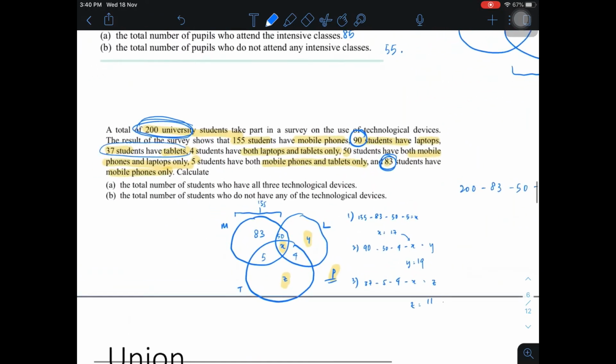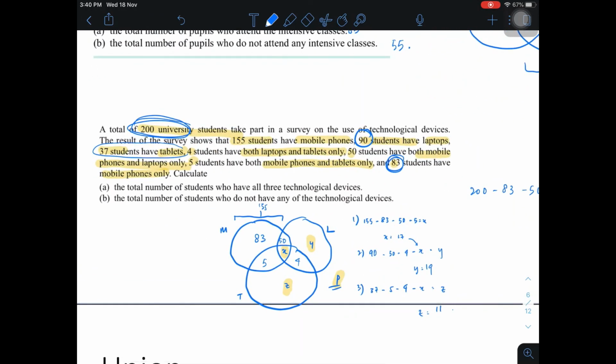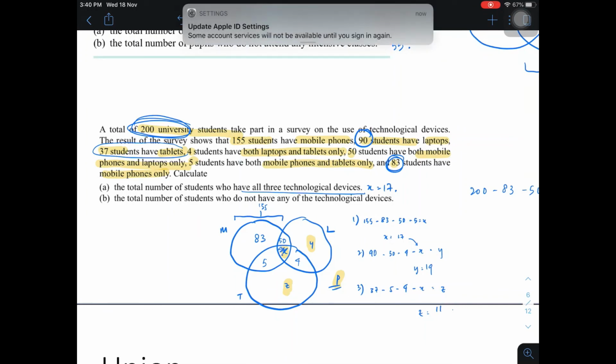So what's the question now? The total number of people who have all three technological devices, which is X, which also is 17. Because the number of people who have all three technological devices is the intersection here.